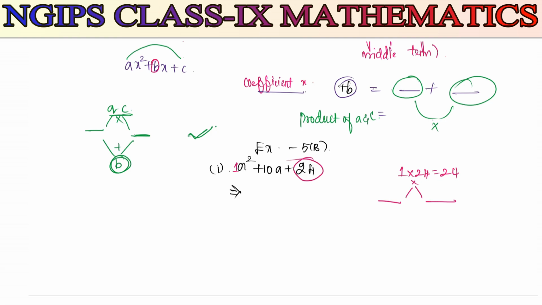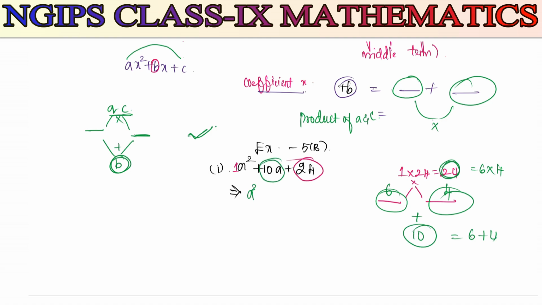At the same time, when you add these two numbers, by adding you have to get the value 10. We have to fix the numbers like that. So I can write here 6 fours are 24, and 6 plus 4 you will get 10. So here only the middle term you have to split. a square plus 6a plus 4a plus 24.